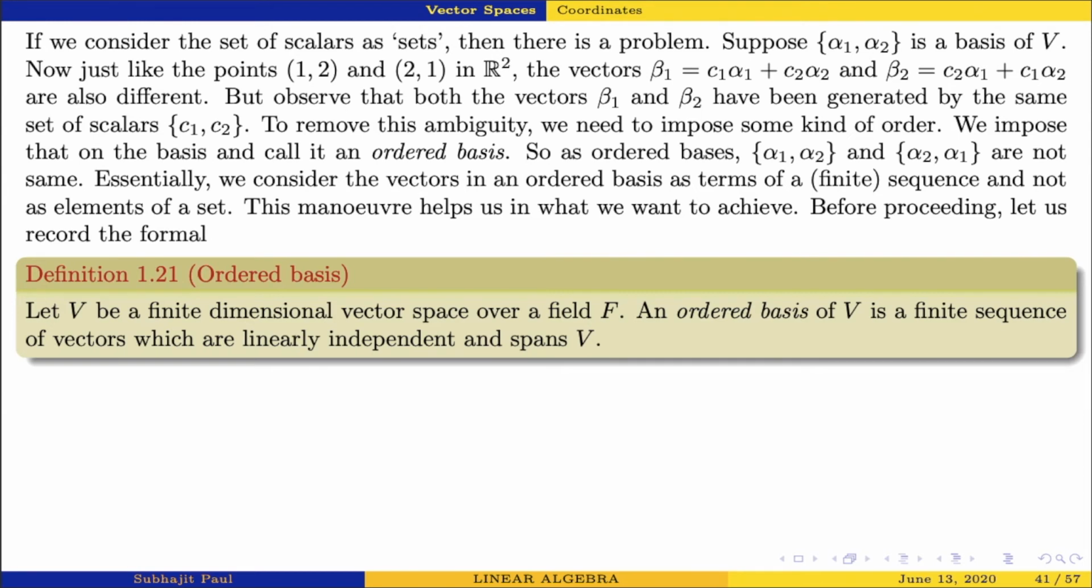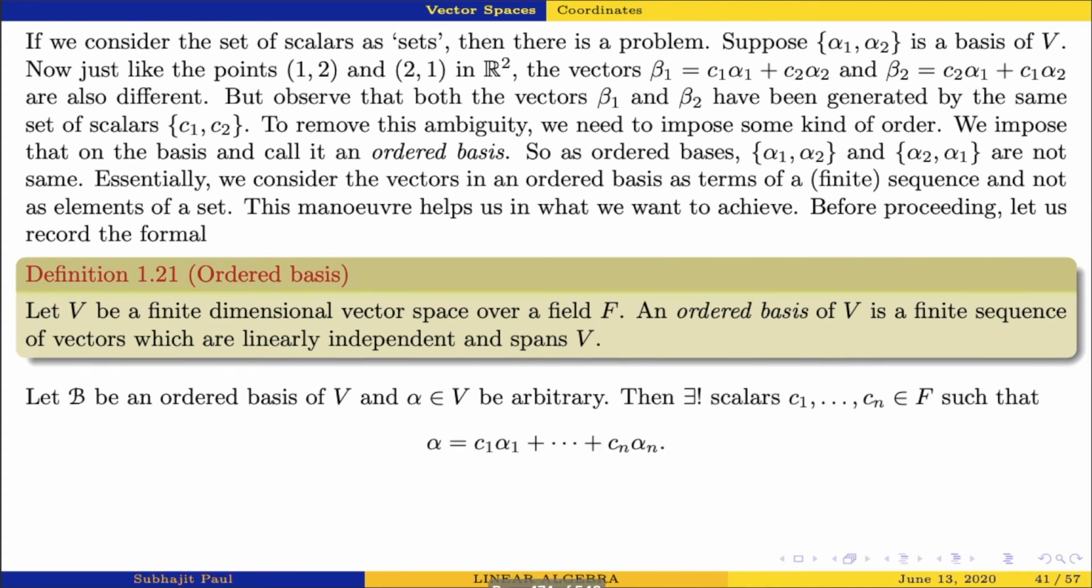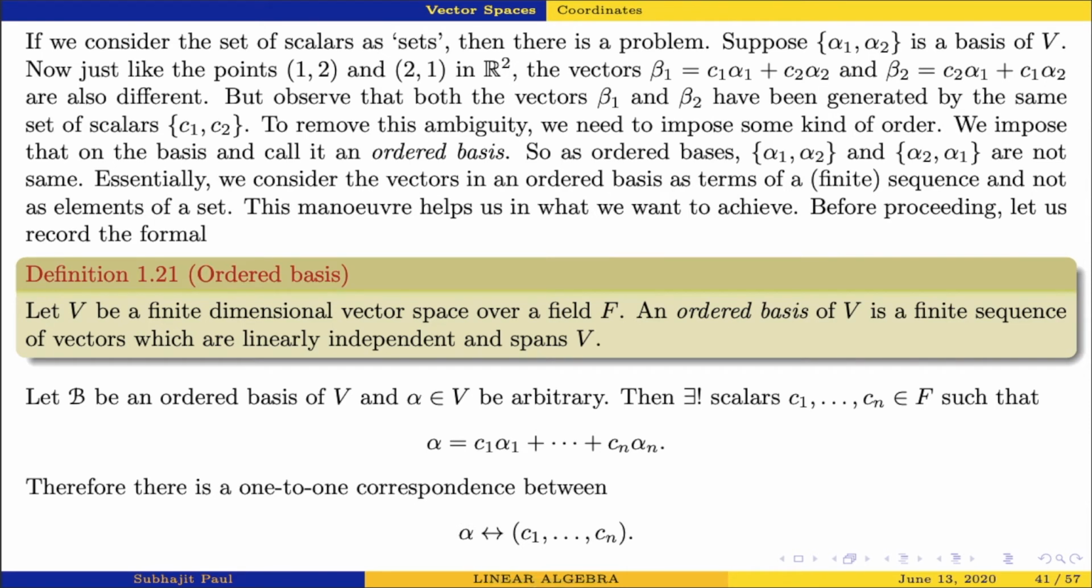Let B be an ordered basis of V, and alpha be any arbitrary vector from V. Then, by our earlier discussion, there exist unique scalars c1 to cn from F such that alpha equals c1 alpha 1 plus c2 alpha 2 up to cn alpha n. Therefore, there is a one-to-one correspondence between alpha and this n-tuple c1, c2 up to cn.